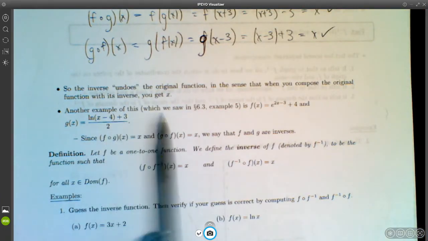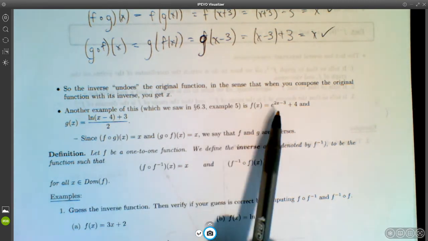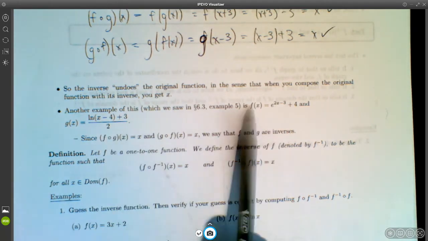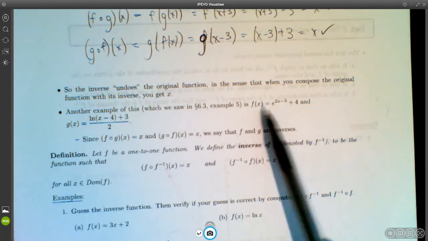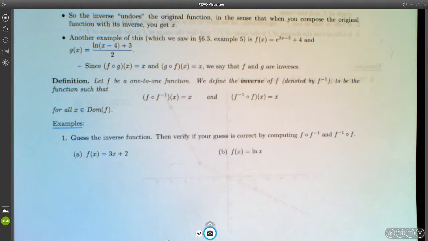So another example of this, and we saw this in 6.3 example 5. So if you want to go back to 6.3 and look at example 5, we looked at these two functions and we composed them, and what we found is that when we composed them, we got x in both cases. Actually, I think we only did one of the compositions, and I don't remember which one it was, but we got x back out. And so f and g are inverses of each other. Okay?